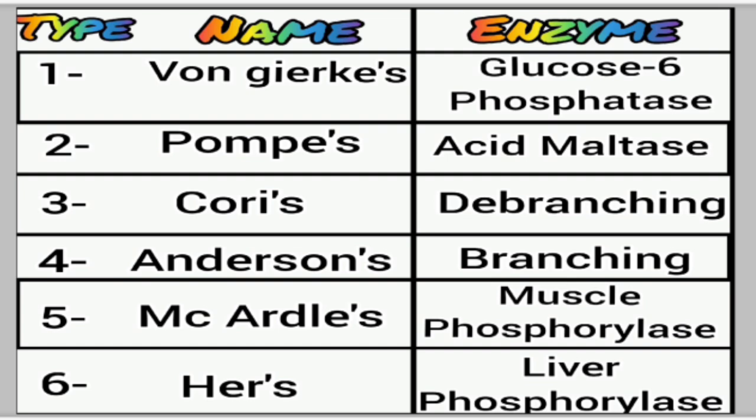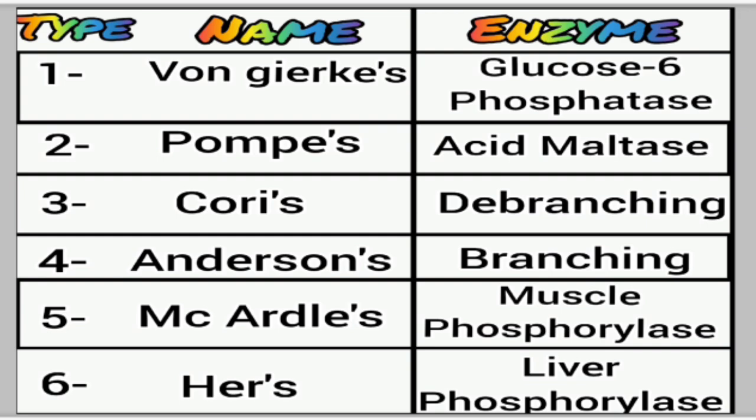As you can see, there are 6 types of glycogen storage disorders, and each type has been given a name and the enzyme deficiency associated with it. So we will try to remember this particular table. So let's first see which are the diseases in this table.